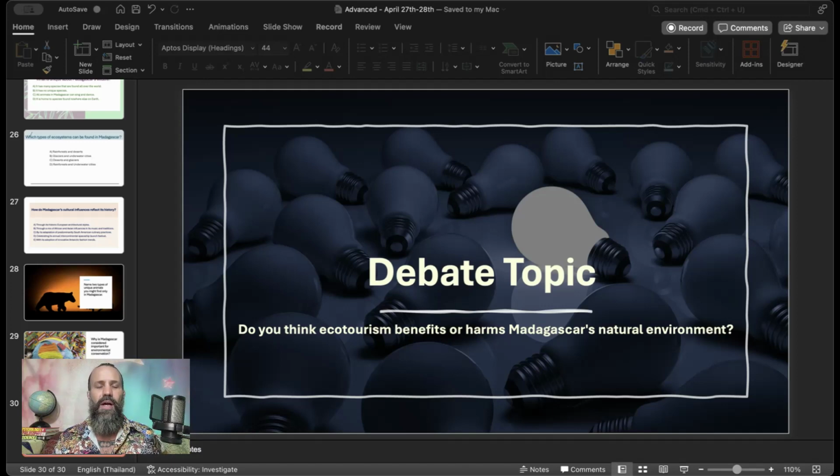Maybe the Galapagos turtle and pandas. I'm not sure, but they're still maybe protected to some degree. So sure, yeah, we can do it. Ecotourism can benefit, but part of the debate topic is how it could help Madagascar's natural environment. That might be more difficult, but at least you can argue the benefits outweigh the harm.